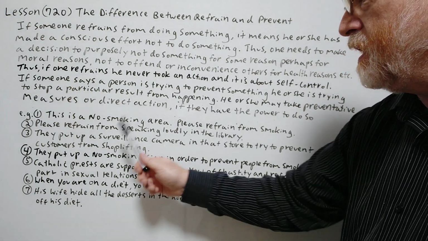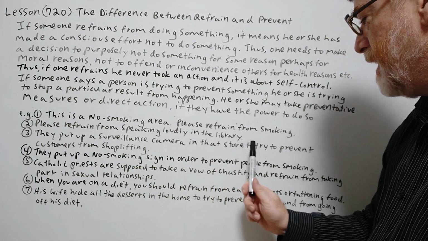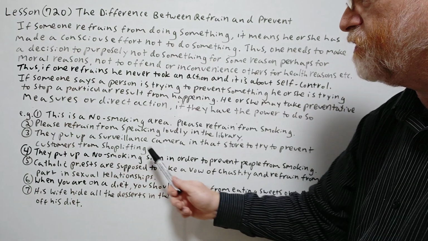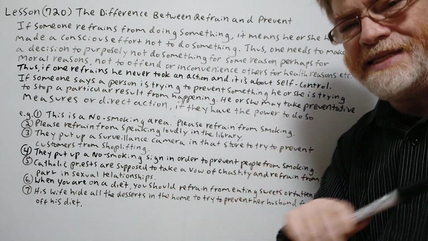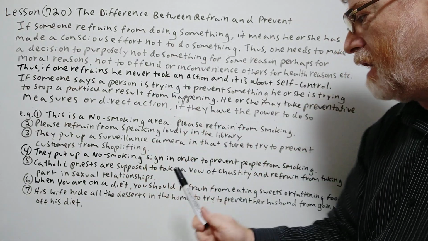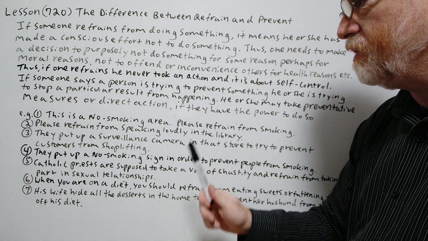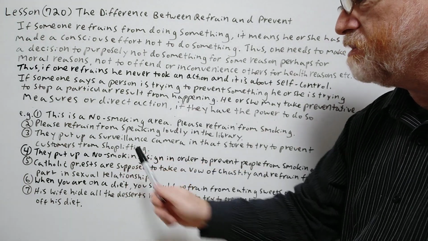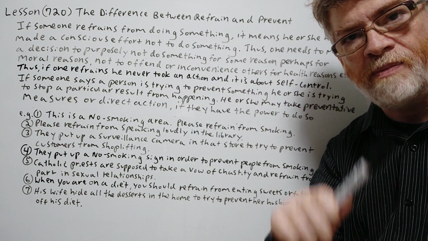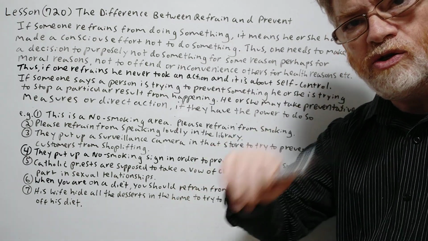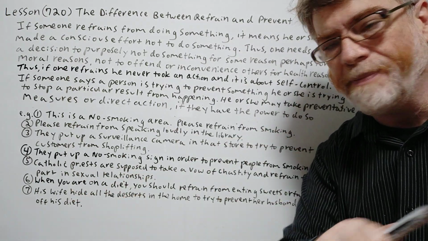Okay, number 3, they put up a surveillance camera in that store to try to prevent customers from shoplifting. In this case, they did an action. They put up a camera. And why did they do it? They tried to prevent customers from stealing. So they did an action to try to stop something from happening.